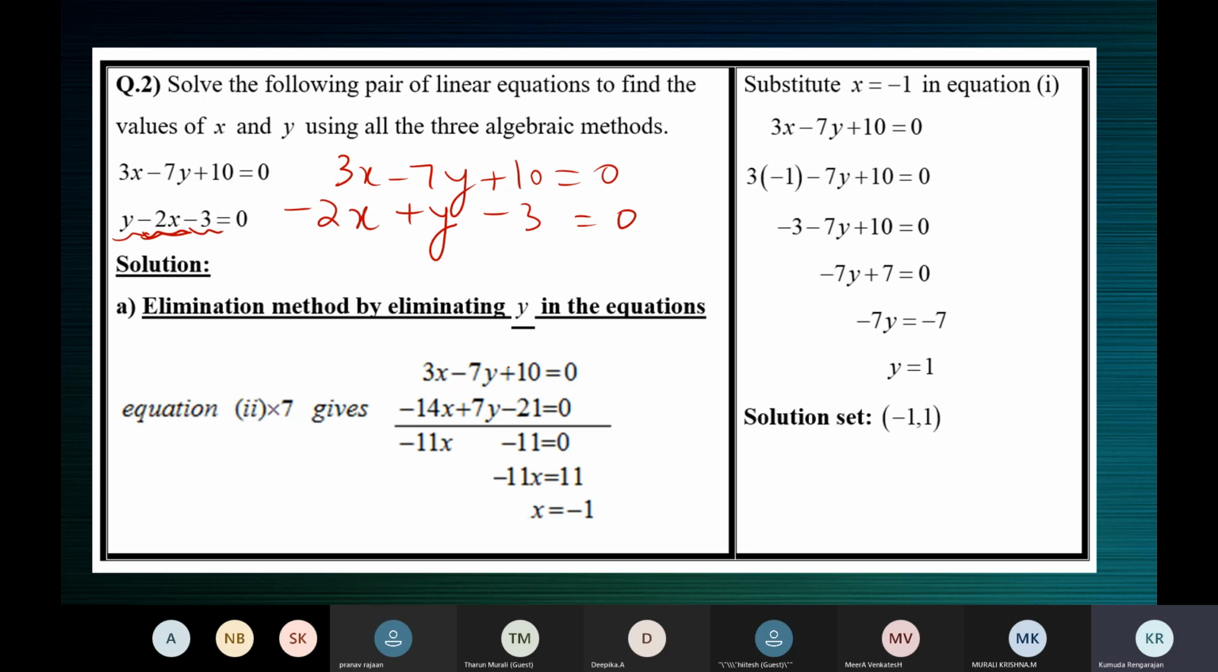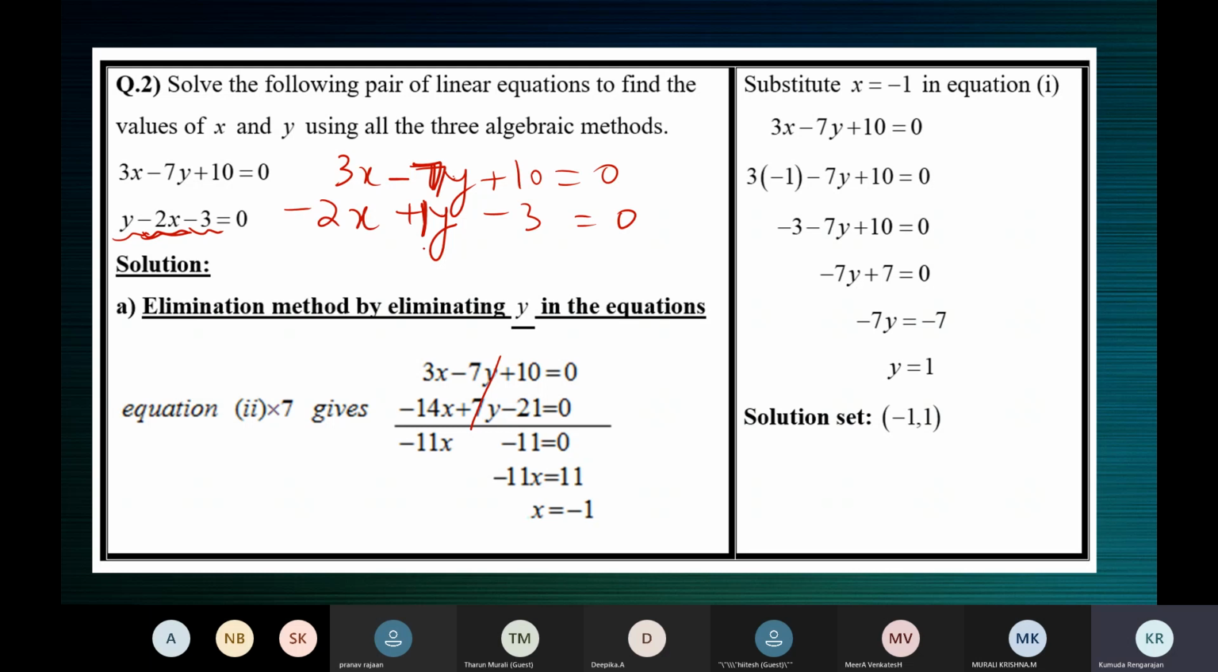Now, children, to eliminate y, you have to find the LCM of the coefficients. What's the coefficient of y? 1. What's the coefficient of y here? Minus 7, or simply 7. You can ignore the signs. So 7 and 1.